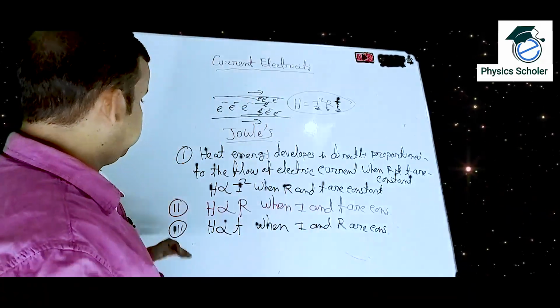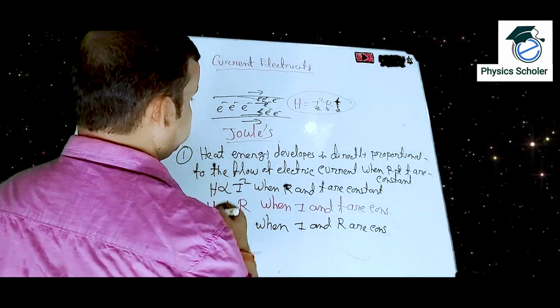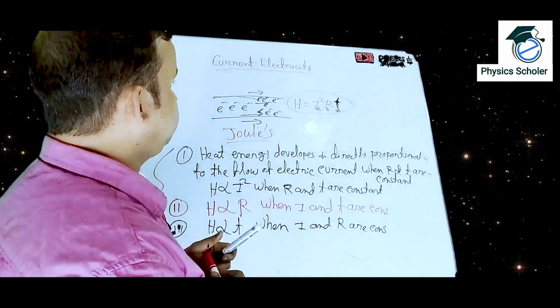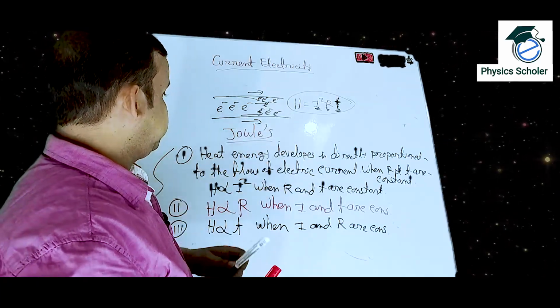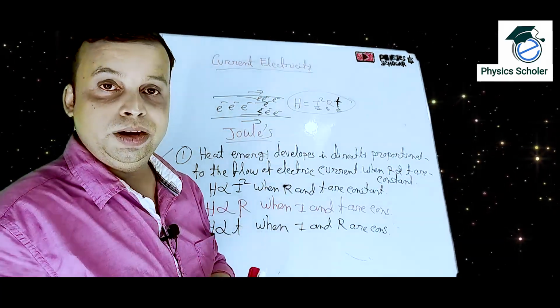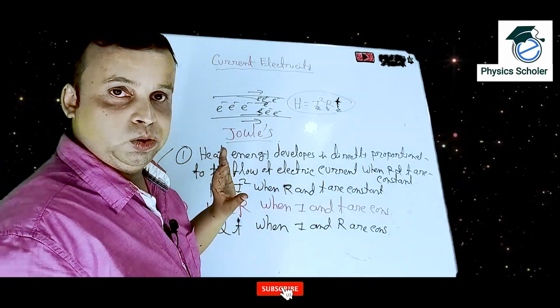So this is known as Joule's law. So these three are known as Joule's law. From Joule's law we can derive how much amount of heat energy is generated when the flow of electric current is there. So hope you understand the Joule's law.